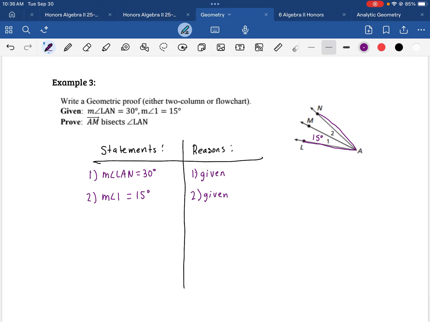All right. Now, because we have two pieces and then the whole, we can say that the measure of angle 1 plus the measure of angle 2 equals the measure of angle LAN. So part plus part equals whole. That is the angle addition postulate.